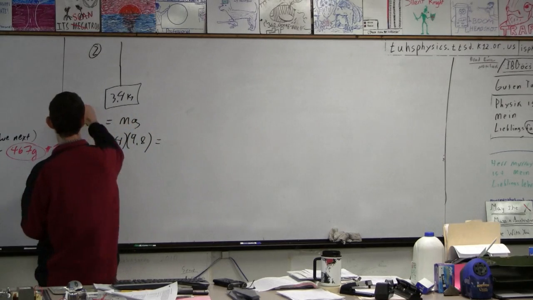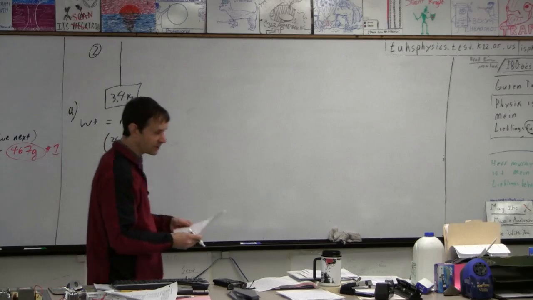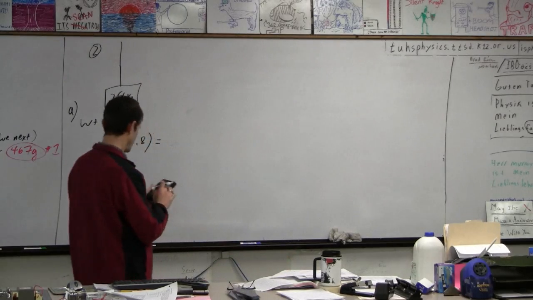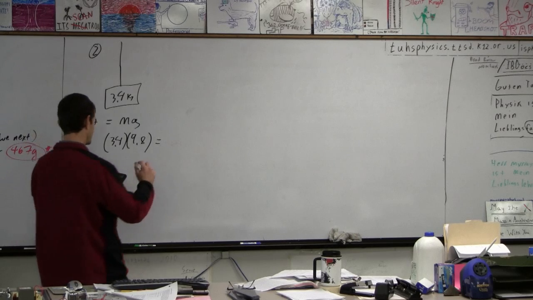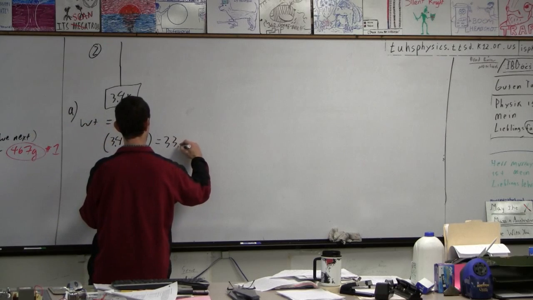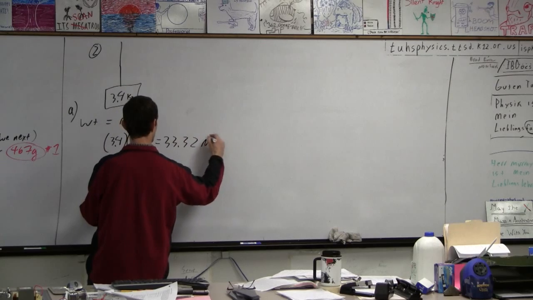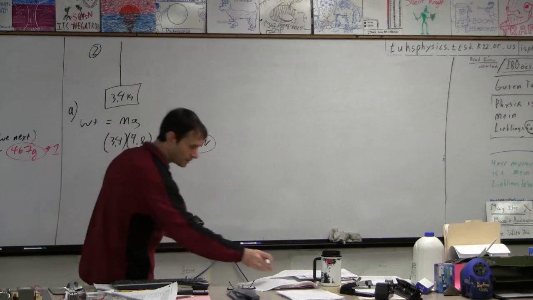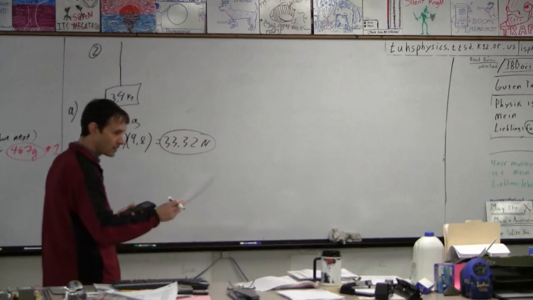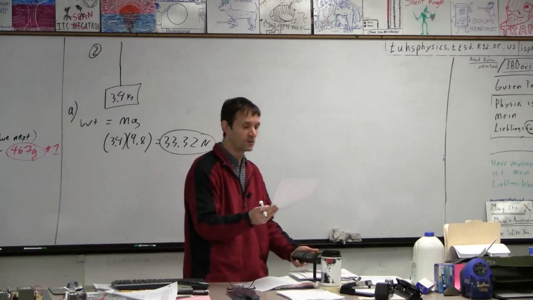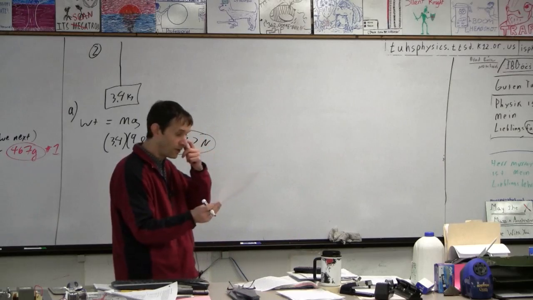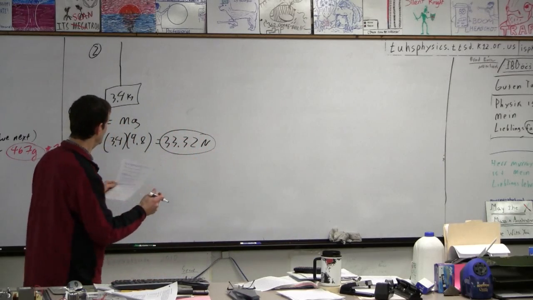Right, so the answer to A is that it is and always will be, unless it accelerates, just the weight, which is 3.4 times 9.8. So that's 33.32. And then it says, what is the tension in the string if the mass is accelerating at 1.8 meters per second squared down?